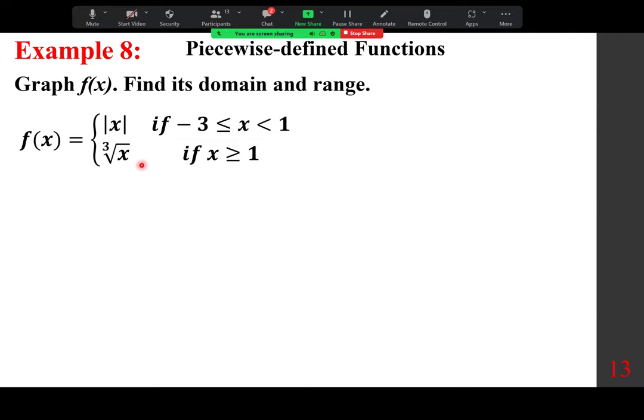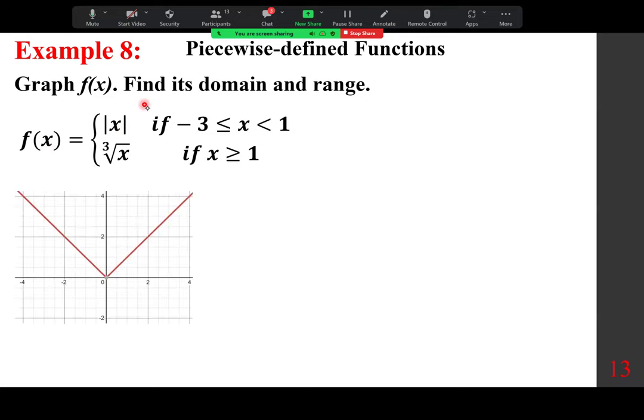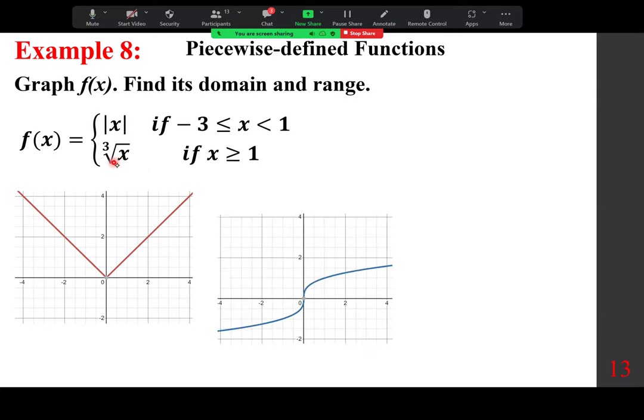So first, absolute value of x. So y equals absolute value of x. It's a V shape, and it looks like that. Cube root of x. Y equals cube root of x. Looks like this.